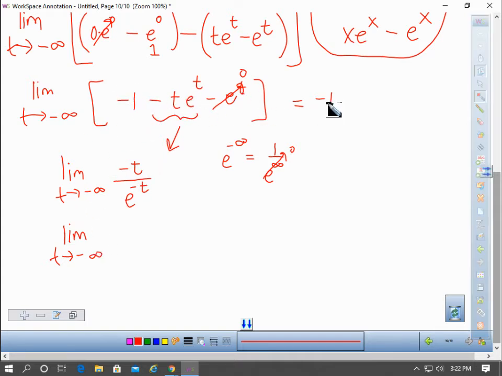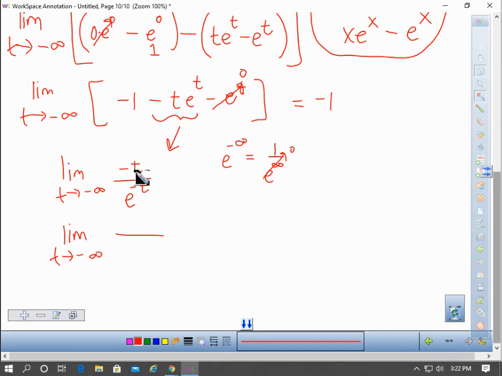The first part's -1 so far. The last part here went to 0. The part in the middle was infinity times 0, so that was an indeterminate product. So I had to write it as a quotient, and now I'm trying to figure out what the answer is. All right, so now I got infinity over infinity. That means I can do L'Hopital's rule. So now I can do the derivative over the derivative.